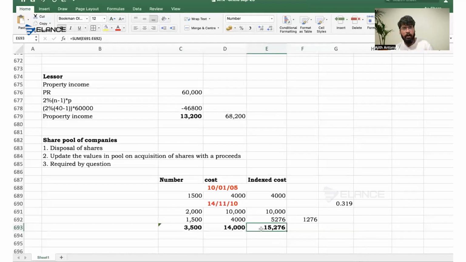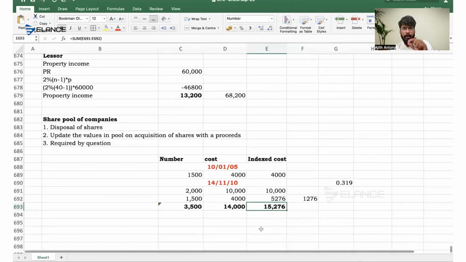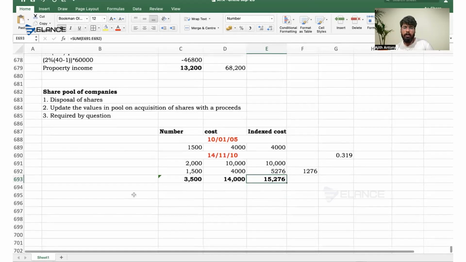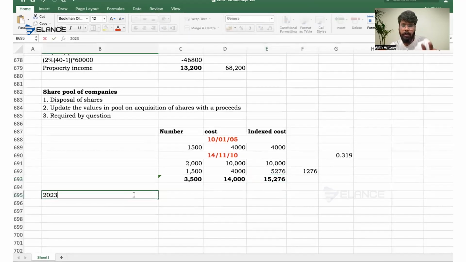ഇനി അടുത്ത ഓരോ ഷെയറുകൾ ഞാൻ പർച്ചേസ് ചെയ്യുമ്പോഴും ആ പർട്ടിക്കുലർ ഡേറ്റിലേക്ക് ഈ ഷെയർസിന്റെ ഇൻഡെക്സ്ഡ് കോസ്റ്റ് ഞാൻ അഡ്ജസ്റ്റ് ചെയ്തുകൊണ്ടിരിക്കണം. ഇനി ഞാൻ ഫർദർ ഷെയർസ് ഒന്നും മേടിക്കുന്നില്ല എന്ന് വിചാരിക്കാം. 2023 ആയപ്പോൾ 3,500 ഷെയർ എൻ്റെ കയ്യിലുണ്ട്. ദെൻ 2023 ആയപ്പോൾ ഇതിൽ നിന്ന് 1000 ഷെയർസ് ഞാൻ ഡിസ്പോസ് ചെയ്തു.